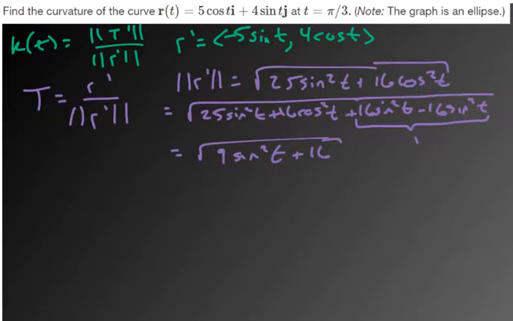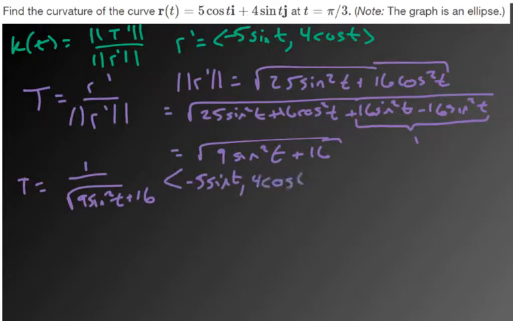So this is getting kind of messy quick, but basically the unit tangent vector is just defined as 1 over the square root of 9 sine squared t plus 16, that's my magnitude of the r prime vector, times the vector -5 sine t, 4 cos t. So now you have to do the derivative of this.